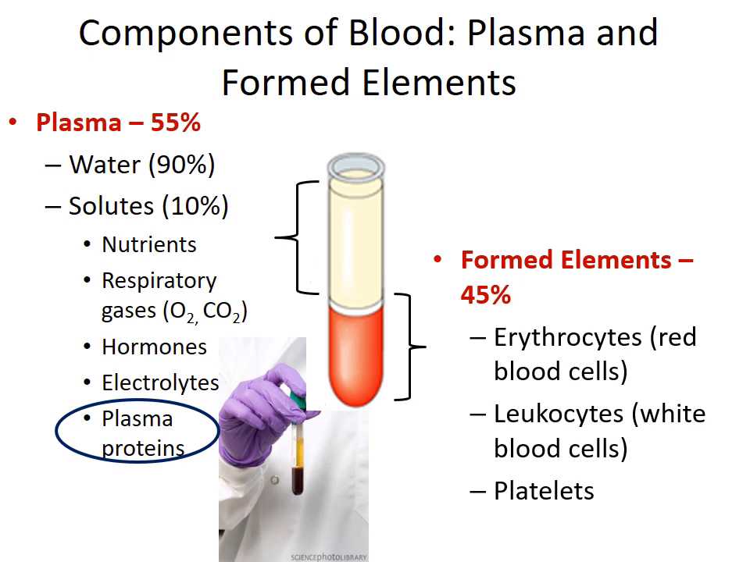In the formed elements, 45% is contributed by the formed elements, which are the cellular portion of the blood. Here you can see it is erythrocytes, which are the red blood cells, which is the major contributor. Then you can see different types of leukocytes, which are the white blood cells. Leuko means white, erythro means red. And you can also see the platelets. So these three types of cells contribute to the formed elements.